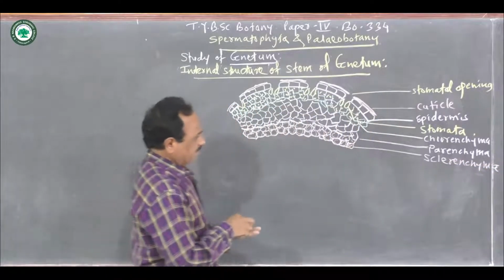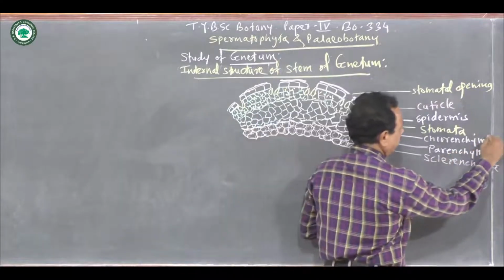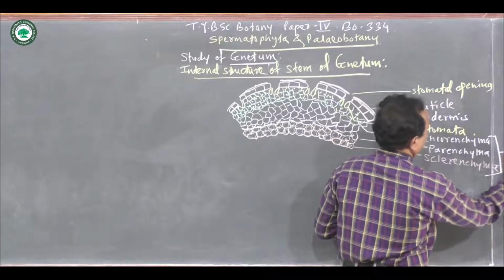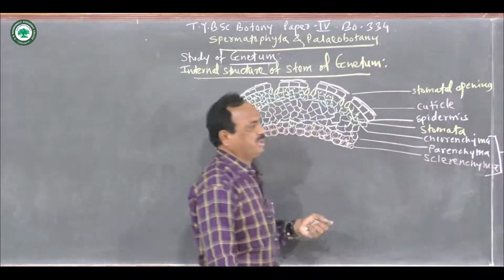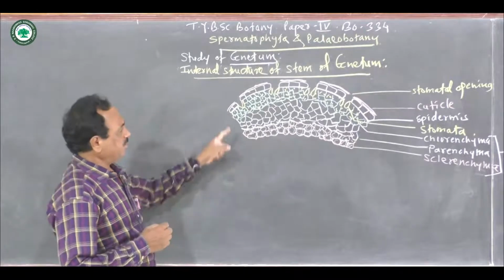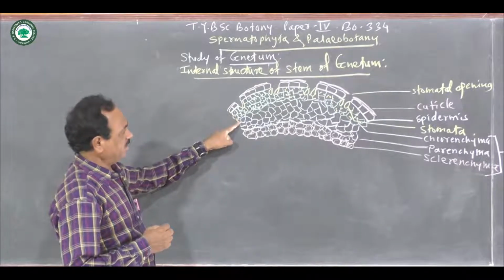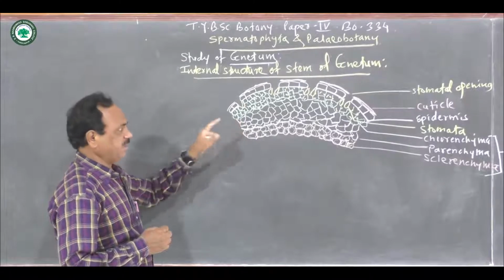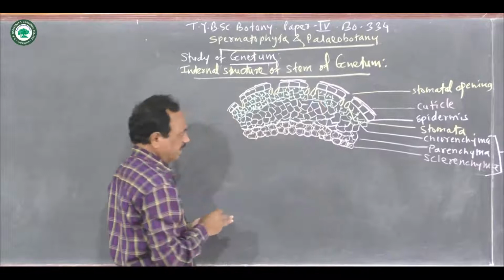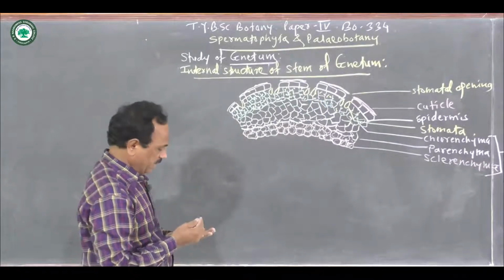So thus here, these three layers, chlorenchyma, parenchyma, and the sclerenchyma, form the cortex. So thus cortex is differentiated into these three layers: outer cortex, middle cortex, and inner cortex. Now, inner side to this, there is the presence of the stele.